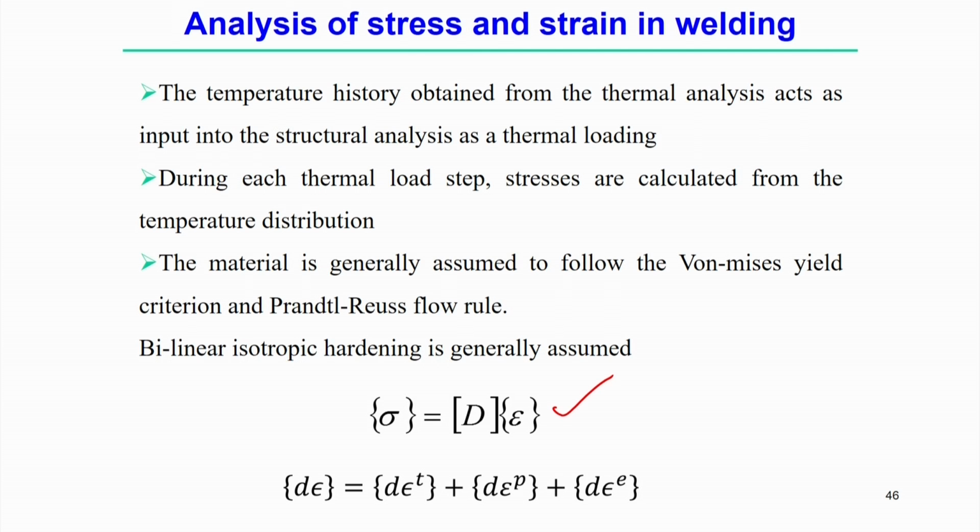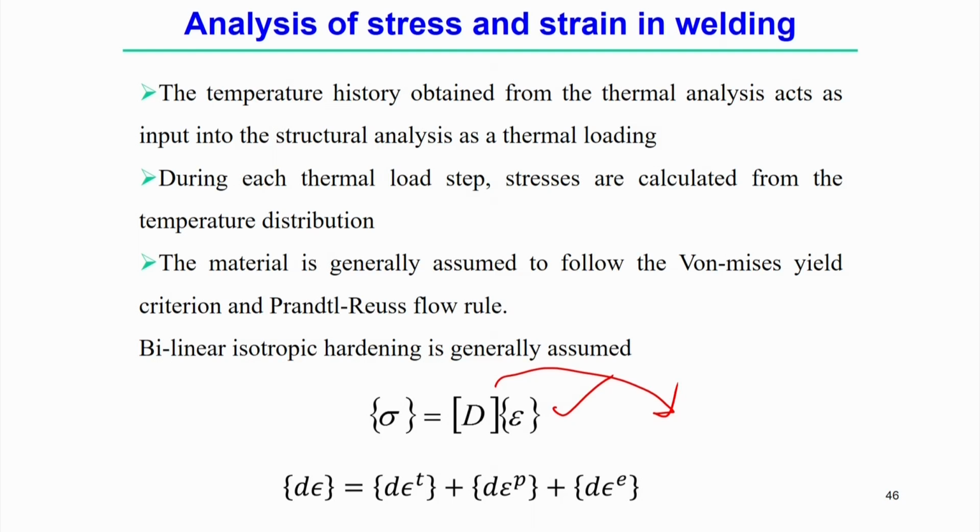Here all the components of the stress are represented by sigma, and all the components of strain are represented by epsilon, and D is actually the material properties. Within the elastic limit, the relation between stress and strain means D should be related to the elastic properties of the material in matrix form, that is, the Young's modulus and mainly the Poisson's ratio. Normally we do the analysis assuming the material is not purely elastic; in most cases we assume an elastoplastic material.